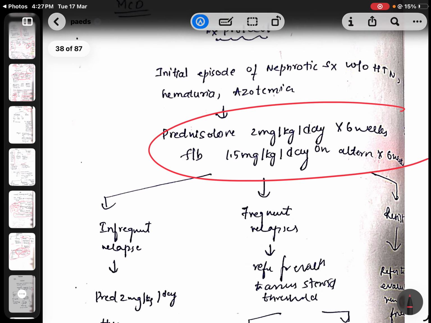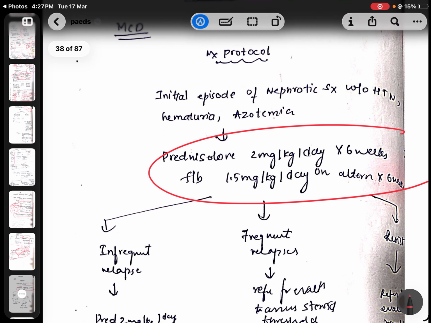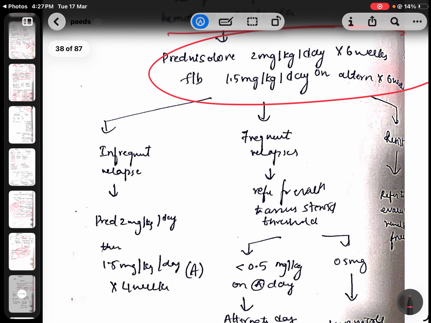So the maximum dose of prednisolone which you can give is 2 mg per kg body weight. Okay, so you start with that after you diagnose it. Any nephrotic syndrome is incident MCT unless proven otherwise, provided it fits into that category of urine and blood findings. So based on that, again you see for response.